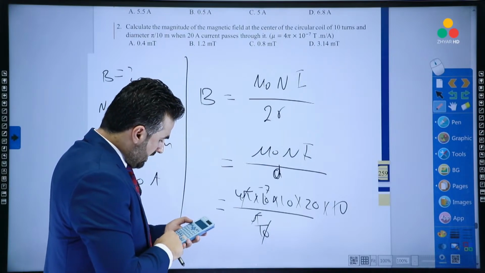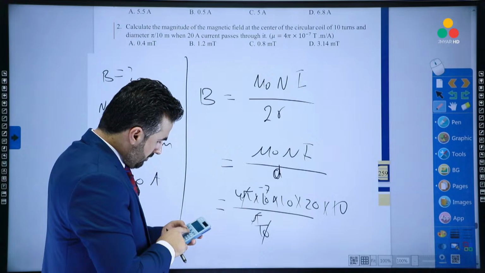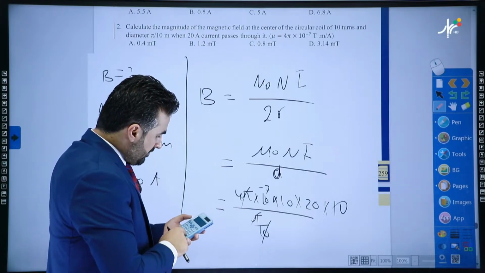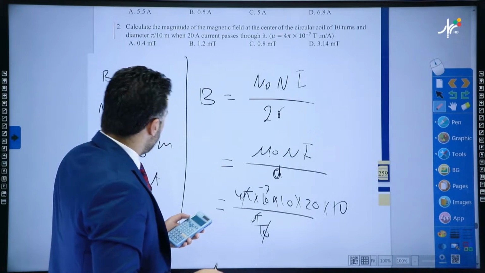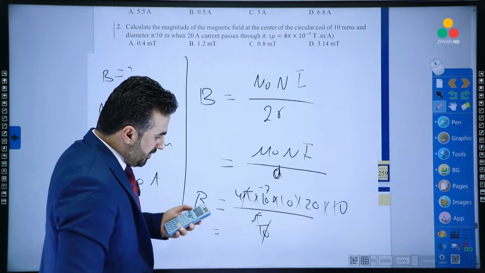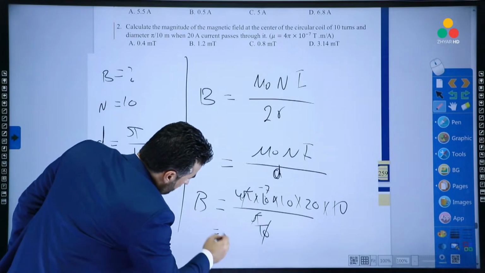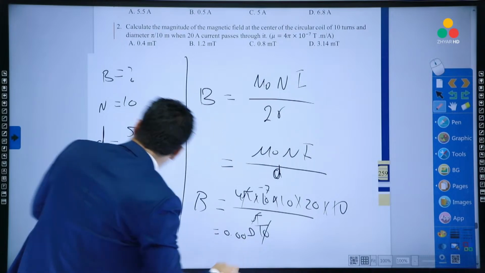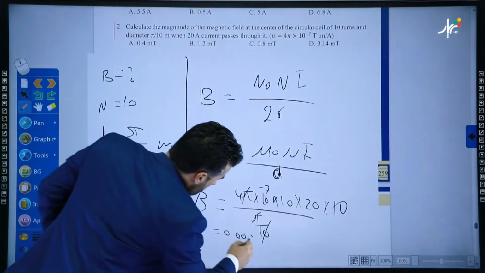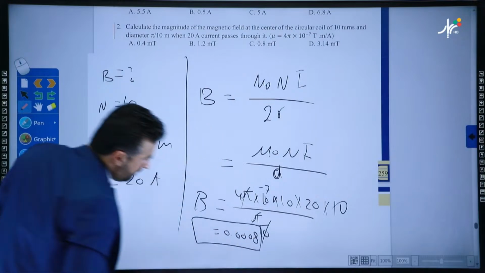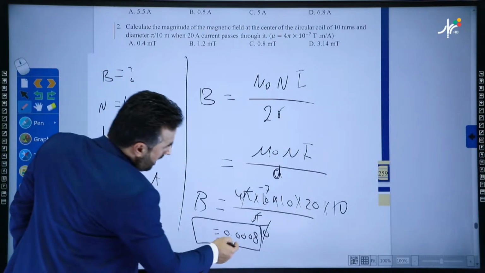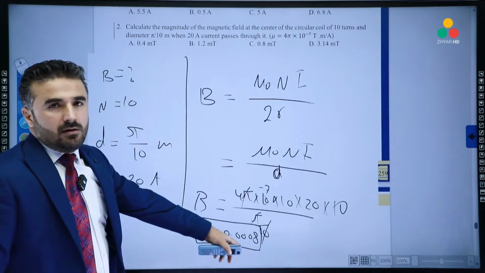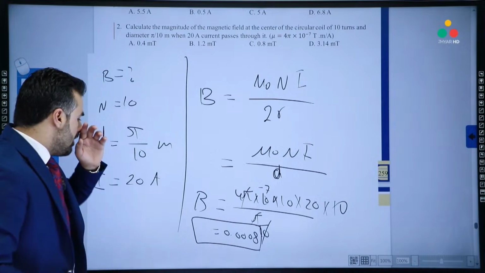4 times 10 to the power negative 7 times 10 times 20 times another 10. So it's basically going to be, the magnetic field strength is going to be 0.008. And of course, we're going to convert this one to milli or something now. Okay, can you see this? I hope you do. By the way, I can say 0.8 times 10 to the power negative 3. Yeah, that is one way I can say it.